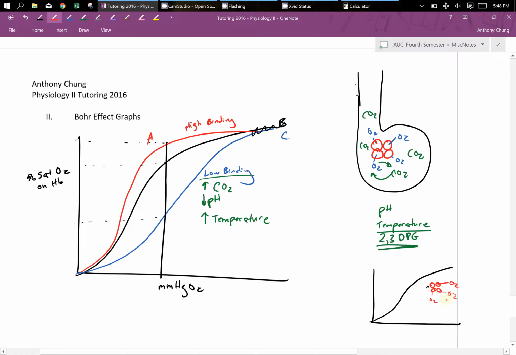So if you can lose them easier, does that mean that you have higher binding or lower binding? Lower binding. So when you increase DPG, you lower the binding. So any of these parameters will shift this curve, let's call this normal, this way. And that is called a right shift. The opposite effects will be called a left shift.